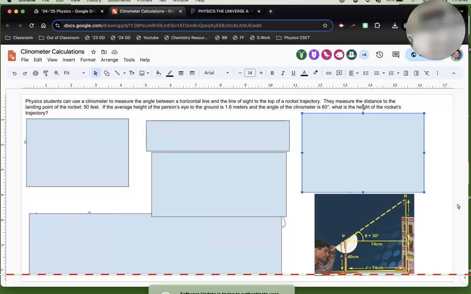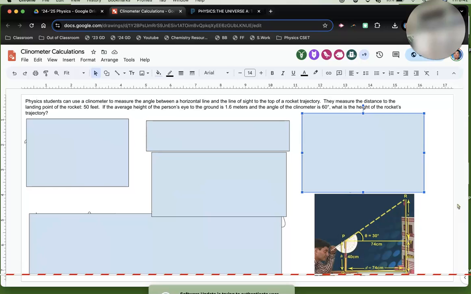So the scientist is looking through the straw at the top of the building. The angle has been determined. The distance has been determined. The height of the clinometer has been determined. All of us are different heights, and some of us, myself included, I crouched a little bit to really get the angle of the trajectory. So my height, your height is not going to be consistent across the board.